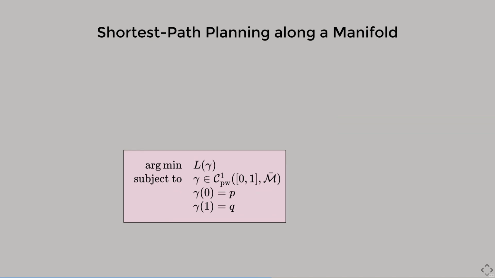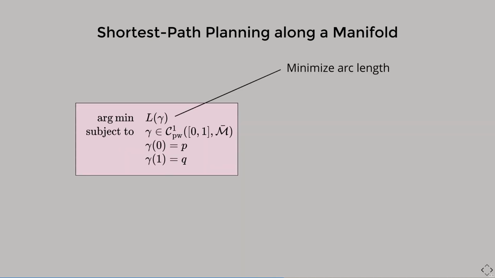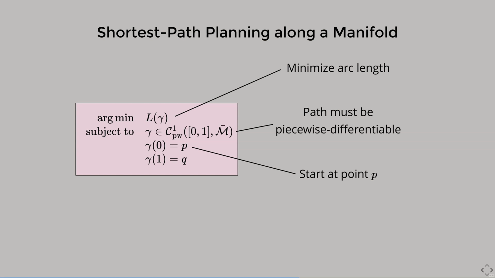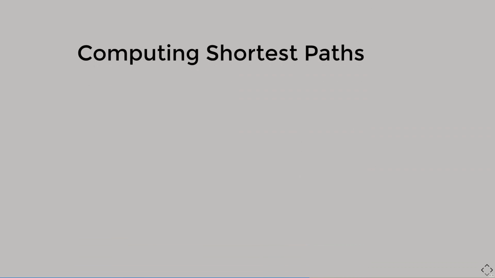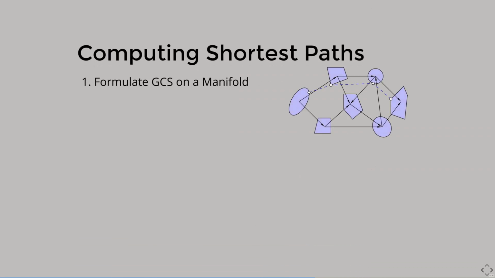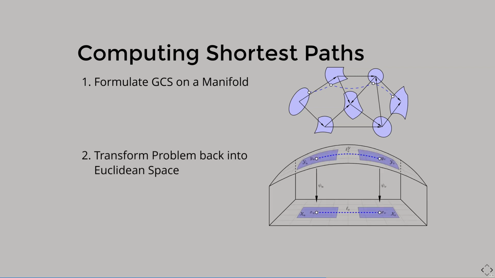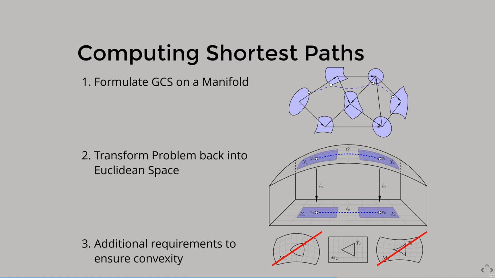Breaking this optimization problem down, we want to find a path gamma so as to minimize arc length. We require gamma be piecewise differentiable. And finally, we specify the start and goal points. Of course, this is a very abstract problem statement. To actually solve it, we first generalize the original GCS framework to function on manifolds through the language of geodesic convexity. Then, we describe a transformation procedure to move everything from the manifold back into Euclidean space, yielding a GCS-style problem. And finally, we add an additional requirement on the curvature of the space in order to ensure the resulting problem is indeed convex.